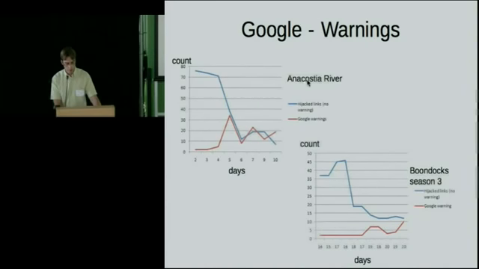So you see here for the Anacostia River pop singer, we started on day 2, the second day after it got popular and got listed on Google Hot Trends. There were about 75 malicious spam links in the first 100 results. On the second day, there were only 1 or 2 spam links. And you see over time, the number of warnings goes up and the number of malicious links goes down.